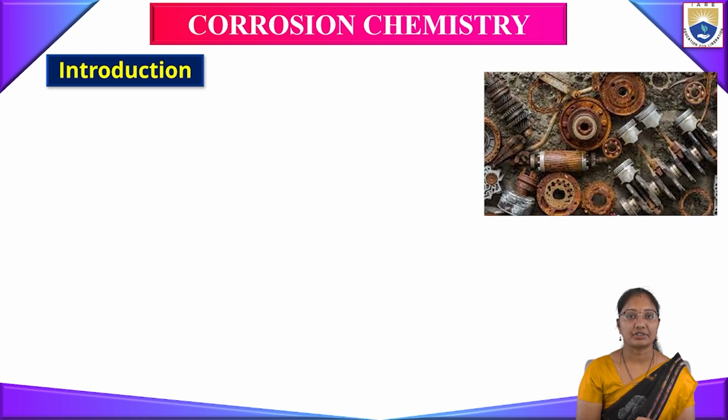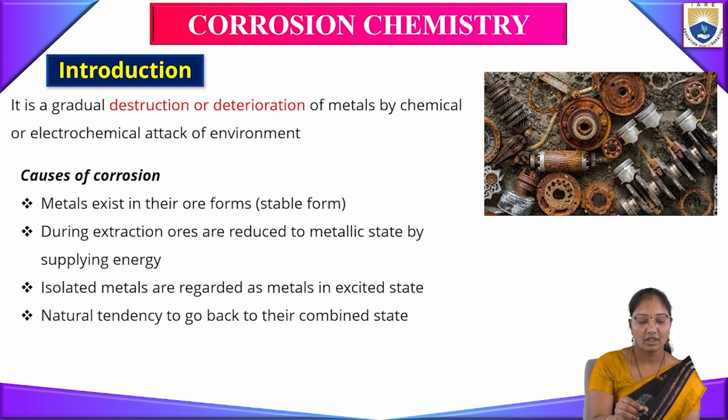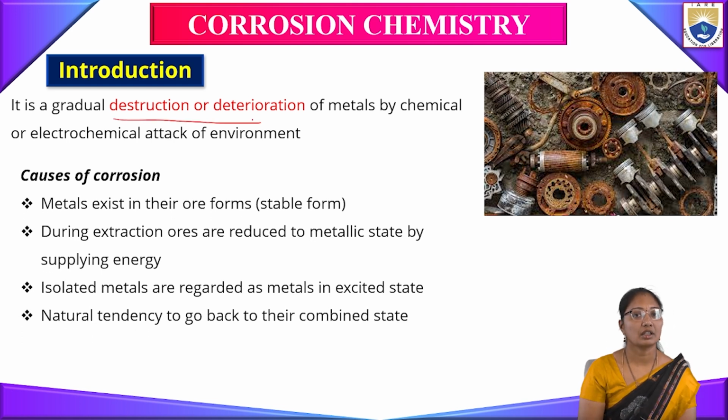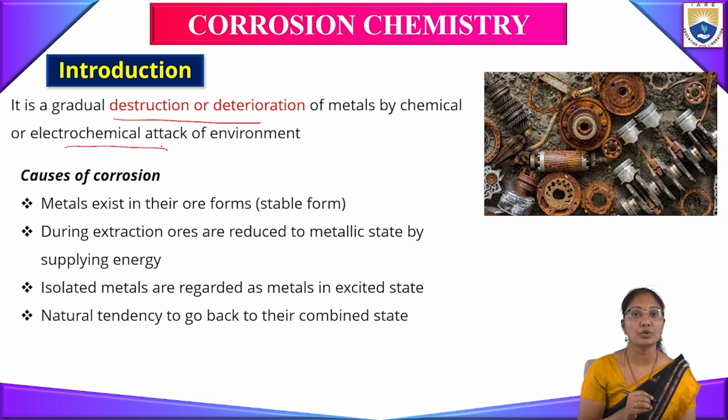First is the introduction. So, what is corrosion? Corrosion is a process of gradual destruction or deterioration of metals by chemical attack or electrochemical attack of the environment on a specific metal, on the surface of a metal or a metal oxide layer. The deterioration of this layer, or the gradual destruction of this layer, is called corrosion.